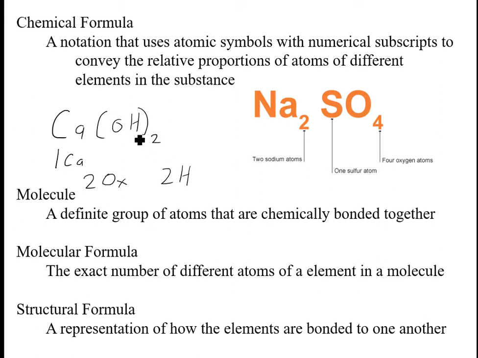So if this was sulfates, for example, and I had parentheses around it with some number outside, then, just for fun, if I had a 3 here, which this compound isn't, that means I would have 3 sulfurs and 12 oxygens. Okay?